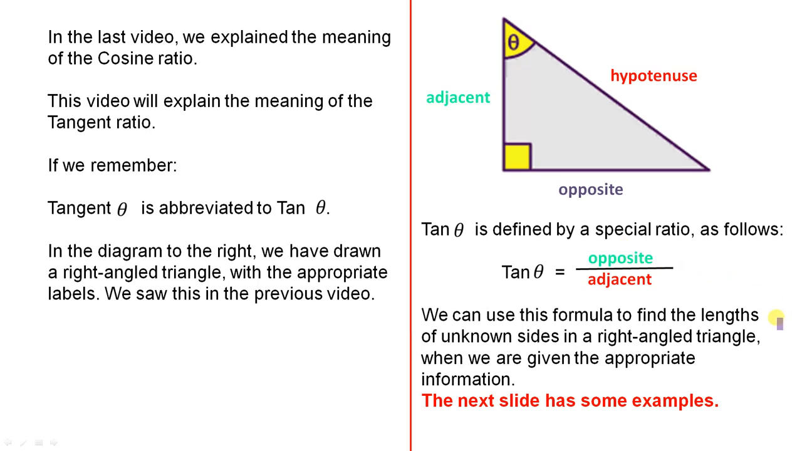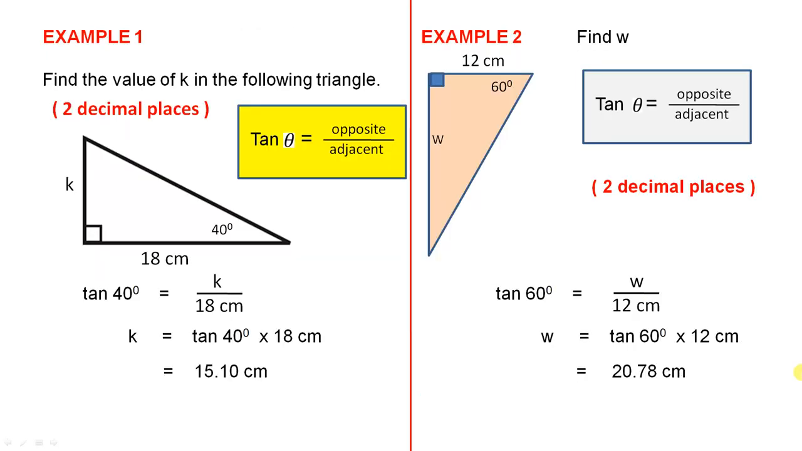We can use this formula to find the lengths of unknown sides in a right-angled triangle when we are given the appropriate information. The next slide has some examples. So here's example 1. Find the value of k in the following triangle, and we want the answer to 2 decimal places. So if we remember from the previous slide, tan theta equals opposite over adjacent.